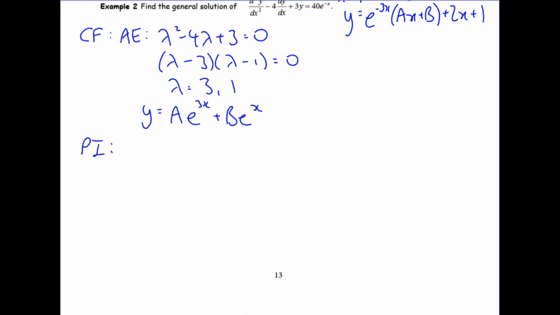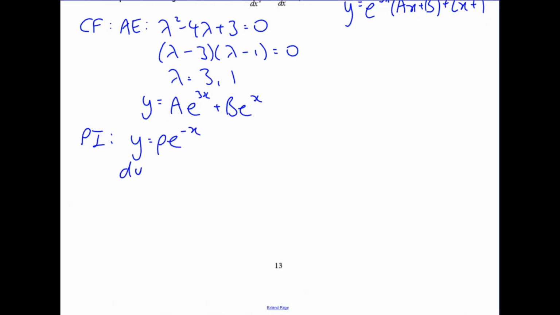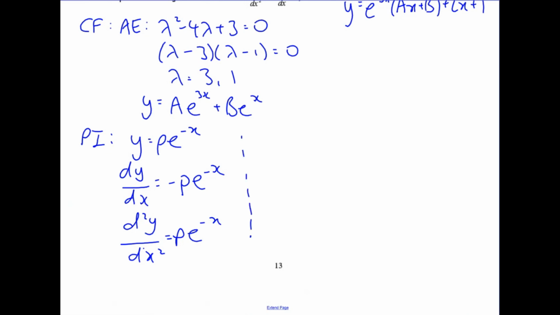Your particular integral, then, you've got e to the -x on the right-hand side. So you're going to guess that this is, maybe I'll avoid using a just because I've already used it, p e to the -x, doesn't really matter. Differentiating gives you minus p e to the -x. Differentiating again takes you back to p e to the -x.